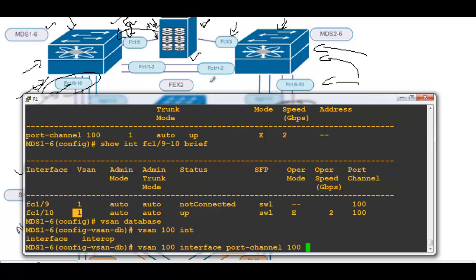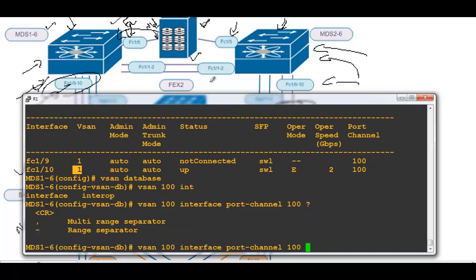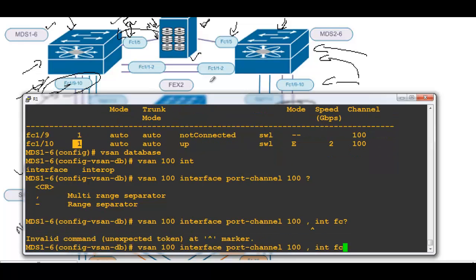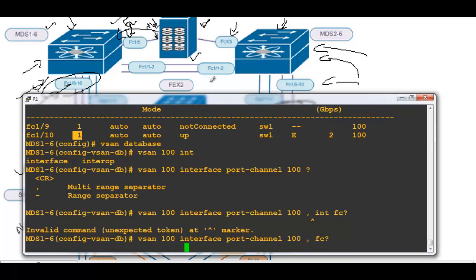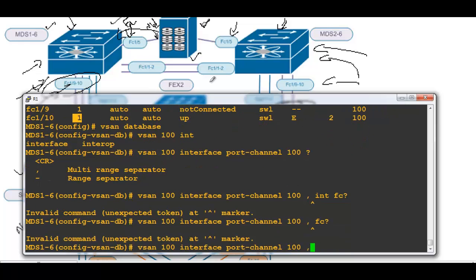We also have another interface, right? We already assigned one interface. You remember I already assigned interface FC 1/5. Not necessary, we have already assigned that. Okay.